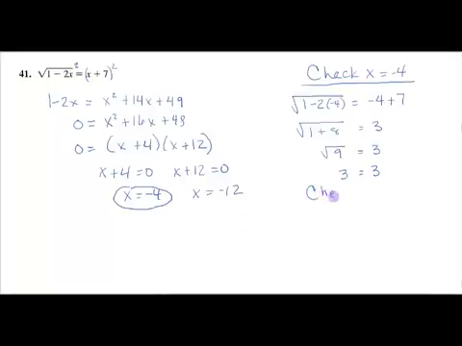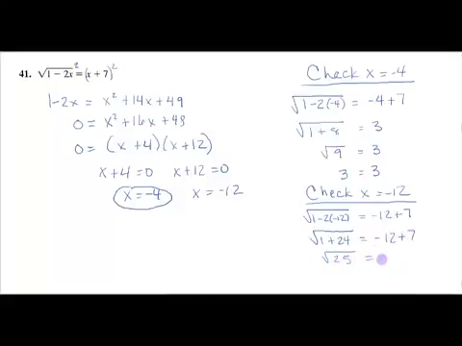Let's try checking x equals -12. I have the square root of 1 minus 2 times -12 equals -12 plus 7. This gives me the square root of 1 plus 24 is -12 plus 7. So the square root of 25 is -5, and this is not true. So I know that x equals -12 cannot be one of our solutions. In fact, this is what we call an extraneous solution.